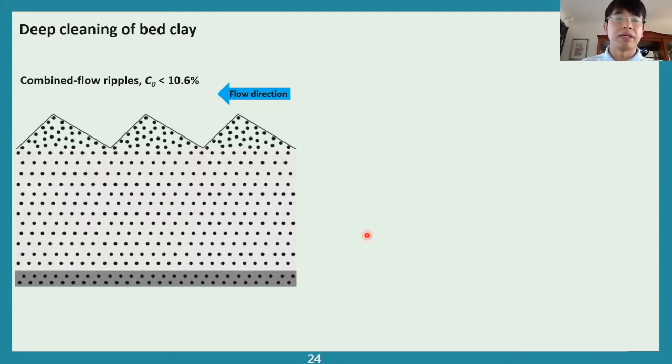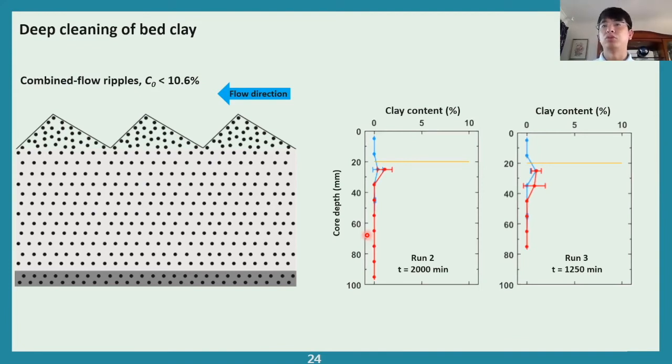But apart from the clay moving out, sorry, clay can also re-enter the rippled bed as well, as shown in these two plots. These two plots show the vertical profile of the sediment cores collected in the sandy ripples at the pure sand section, at the end of round 2 and round 3.